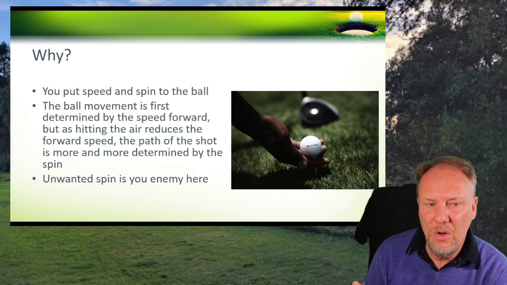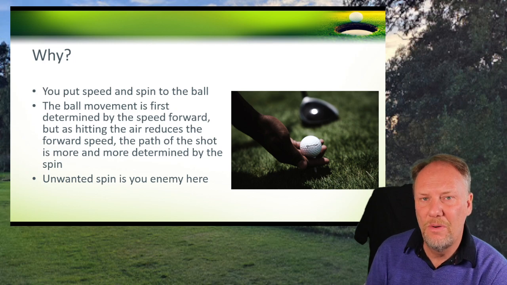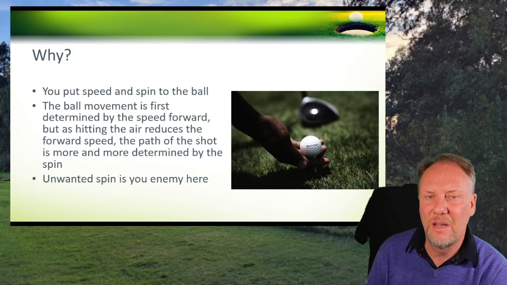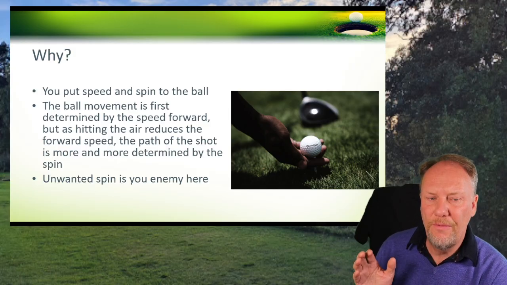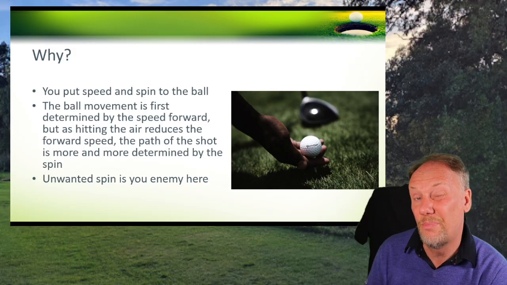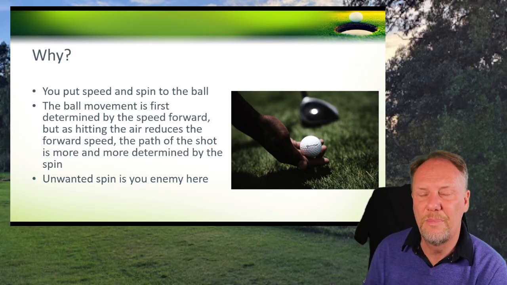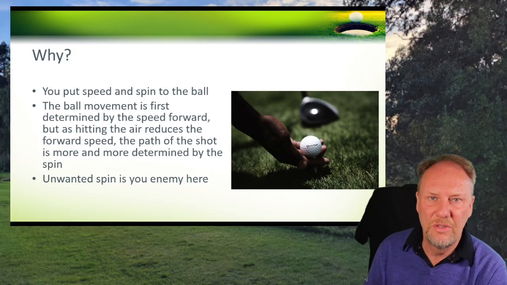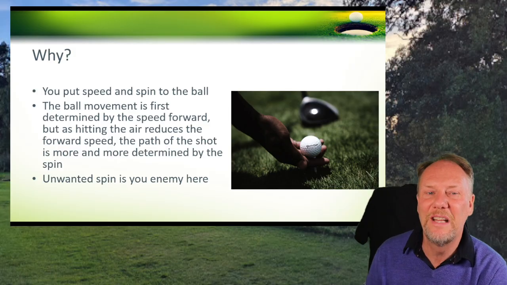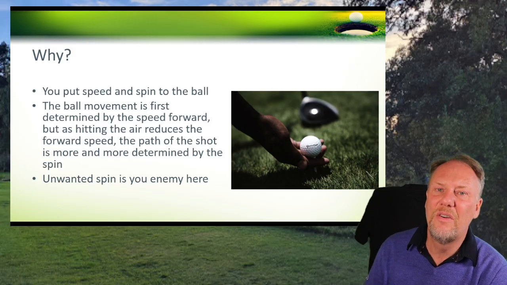So when you hit the ball, you are adding speed and you're also adding spin. If you're hitting a wedge shot, that spin is something you really want. But if you're hitting a driver, any sort of spin towards the sides is probably unwanted, especially if you're an amateur golfer. Pros can of course add spin both to the left and to the right at will, but most amateurs cannot. So we would like to eliminate most of the spin. The unwanted spin here is your enemy.